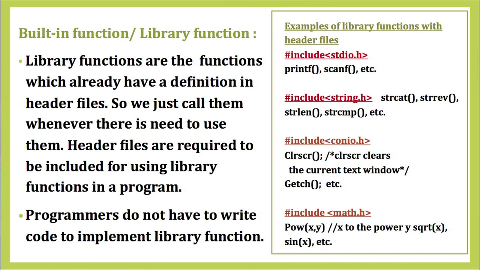In the header file conio.h, that means console input output header file, there are many functions like clrscr for clearing the screen, getch, etc. For using mathematical functions, we have library functions in the header file math.h. For the power function, we have to use pow, then sqrt for finding the square root, and various trigonometric functions are available in the header file math.h.